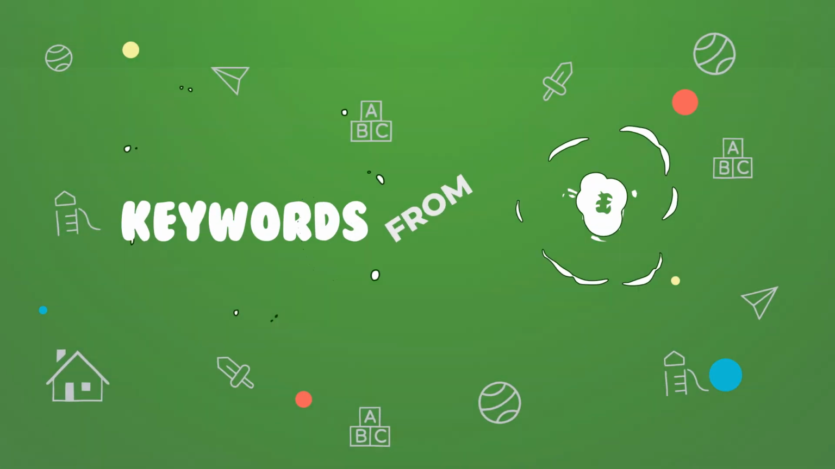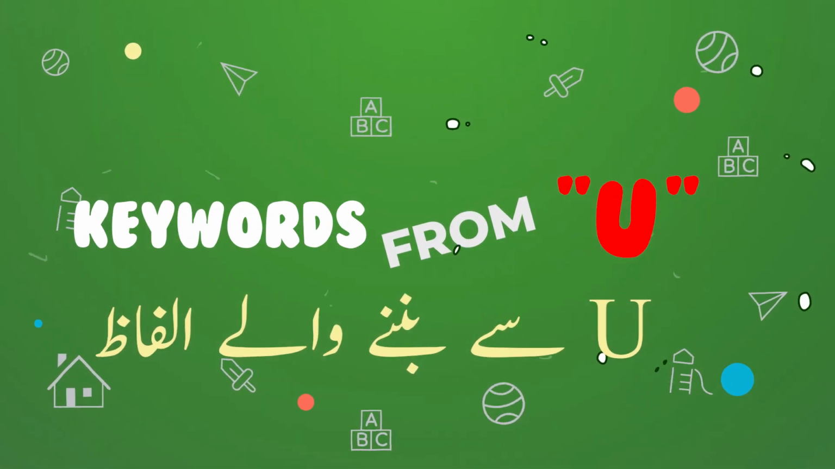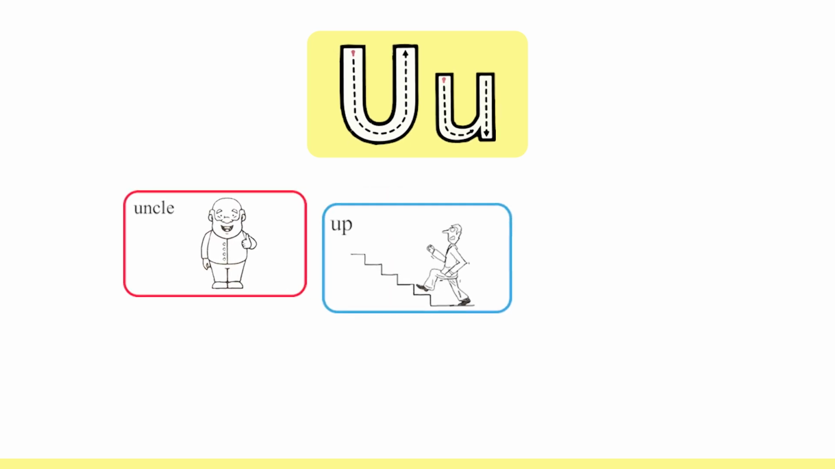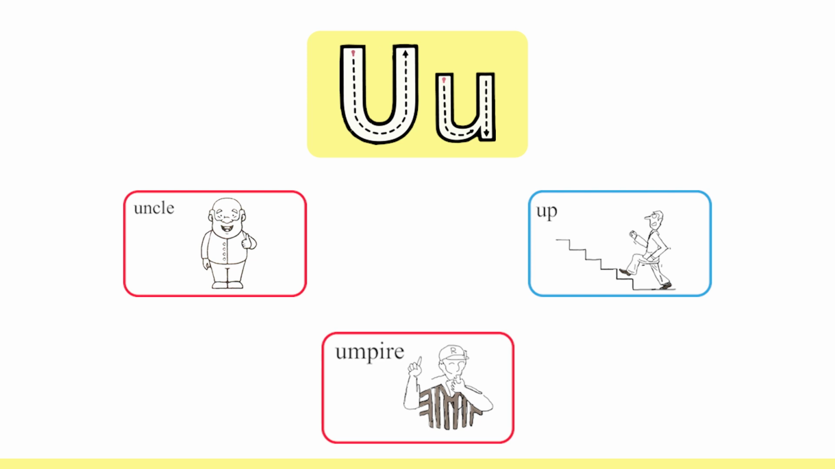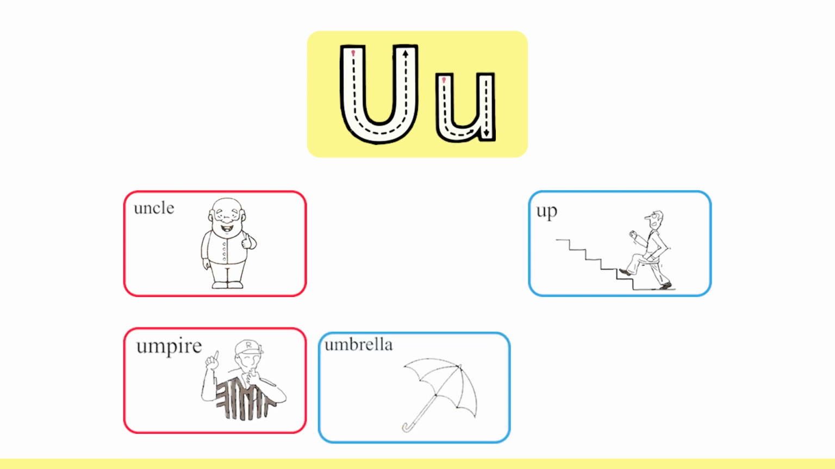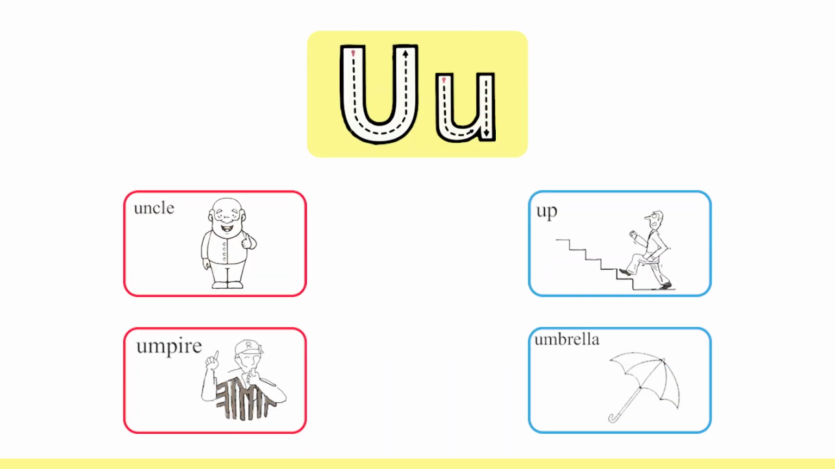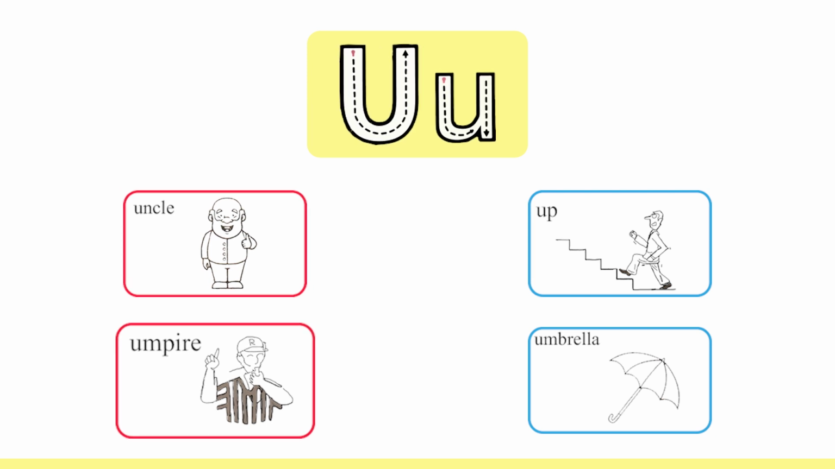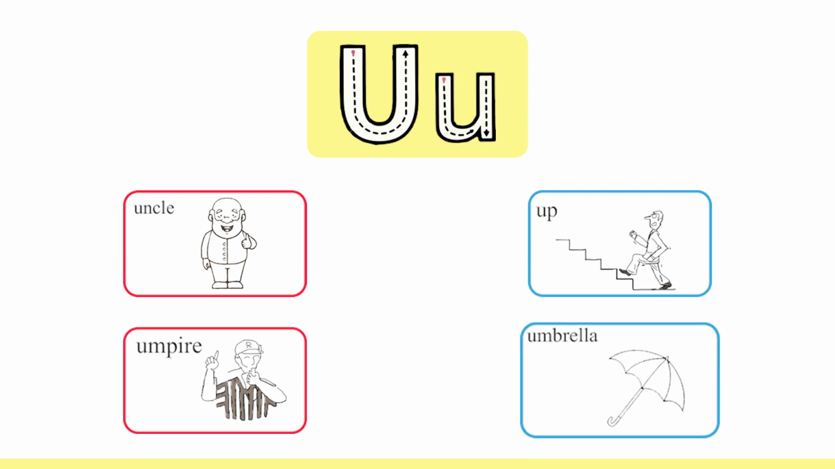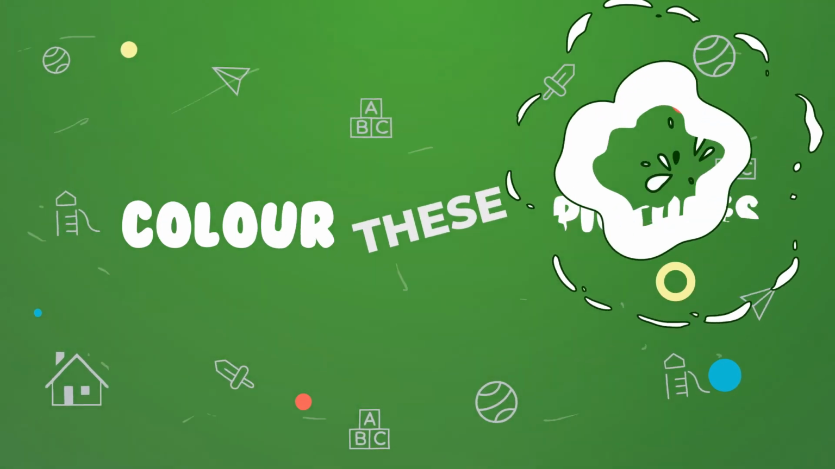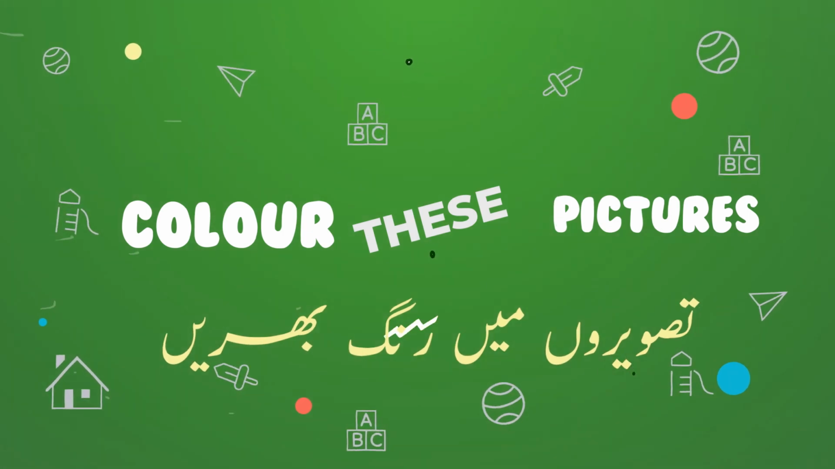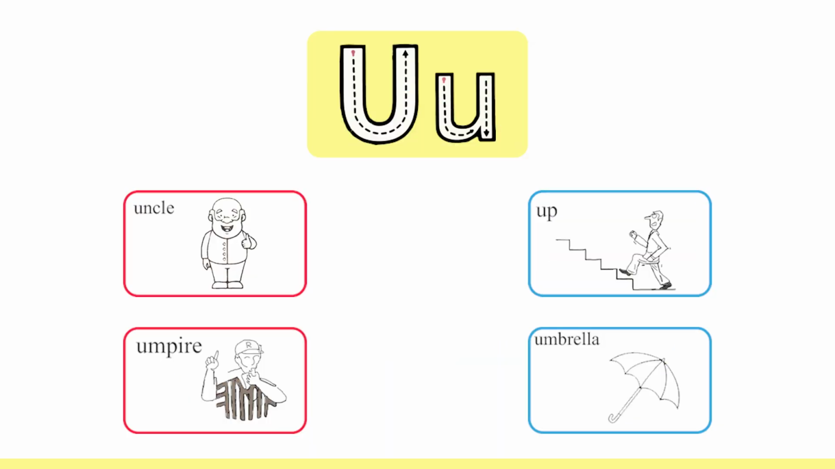Shabash. Now we will read keywords from letter U. A uncle, a up, a umpire, a umbrella. Now color these pictures.